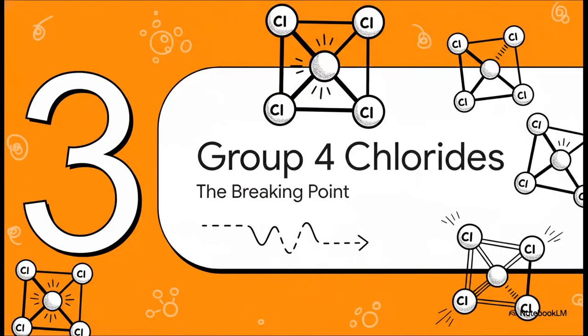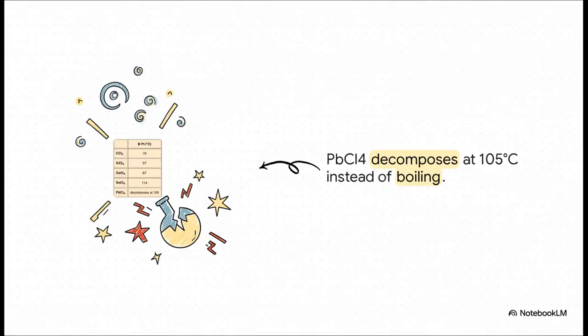Section 3, Group 4 chloride behaviors, the breaking point. Okay, what's really fascinating here is how lead-4 chloride physically cannot stay together at higher temperatures, unlike the elements at the top of the group. While carbon tetrachloride boils at 76 degrees and silicon tetrachloride at 57, look at the bottom row. Lead-4 chloride decomposes at 105 degrees Celsius. It doesn't just boil, it literally just falls apart.